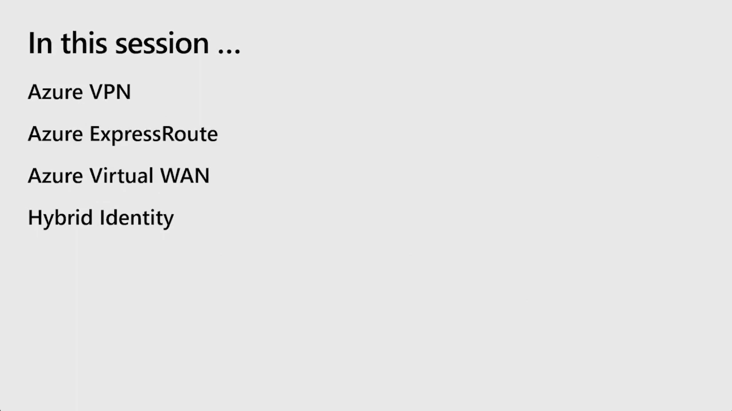To help answer those, we're going to look at a couple of different networking technologies and how you can set up a hybrid structure for your identity requirements. Today we'll look at Azure VPN, Azure ExpressRoute, Azure Virtual WAN, and a hybrid identity scenario.